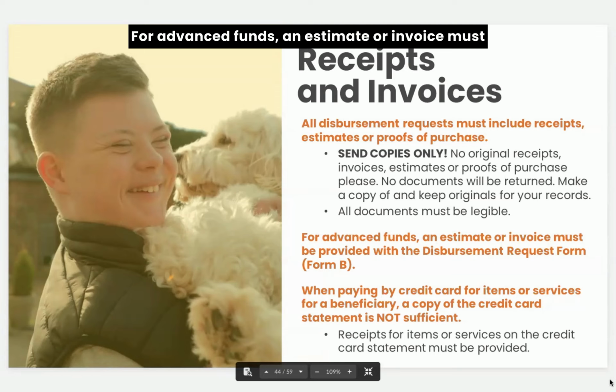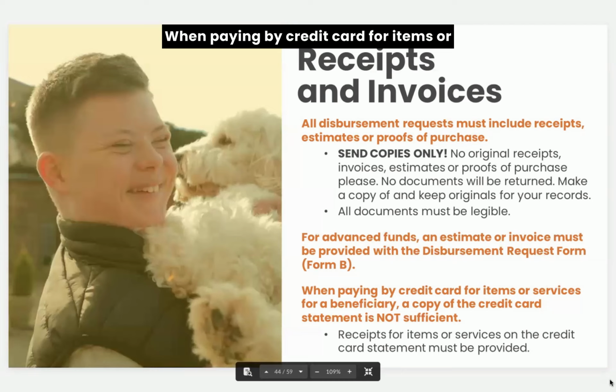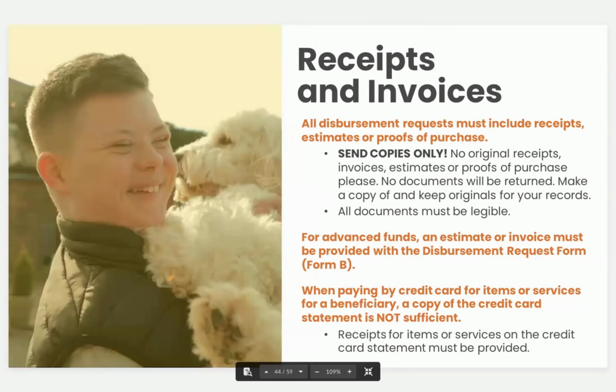For advanced funds, an estimate or invoice must be provided with the disbursement request form. When paying by credit card for items or services for a beneficiary, a copy of the credit card statement is not sufficient. Receipts for items or services on the credit card statement must be provided.